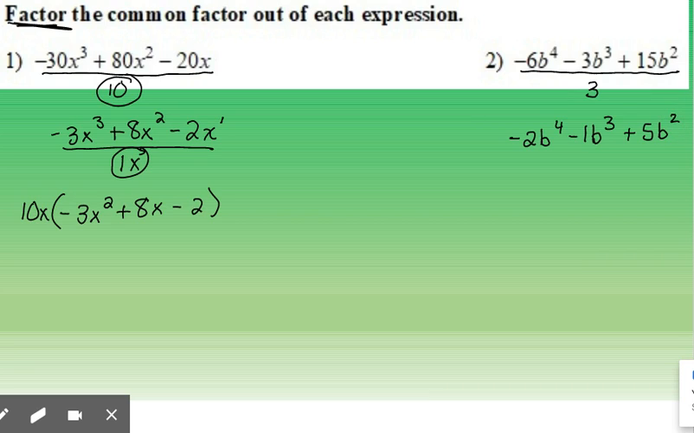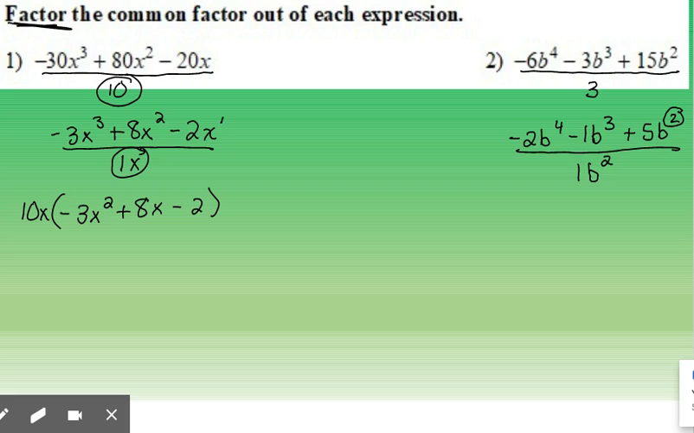Always double check my numbers. Look for what I can divide. Negative 2, negative 1, and 5. And it's 1, I'm done. Okay, so I'm done with my numbers. Now I'm going to look at my variables. B to the fourth, b to the third, b squared. The smallest exponent is the b squared, so that's what I'm going to divide out, b squared.